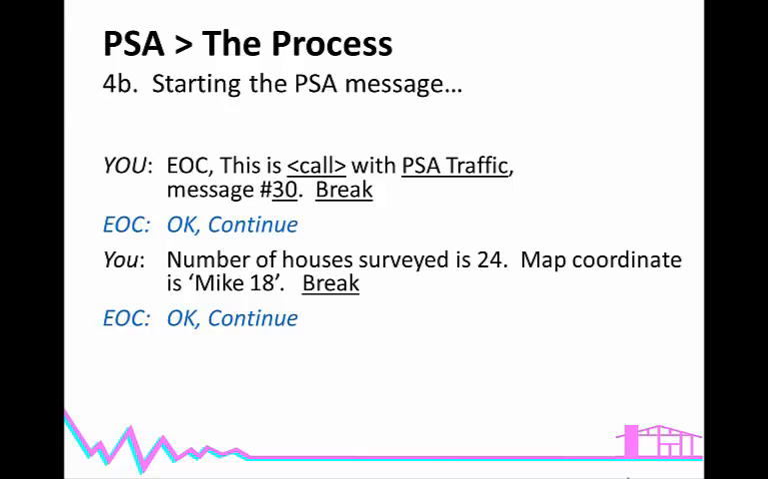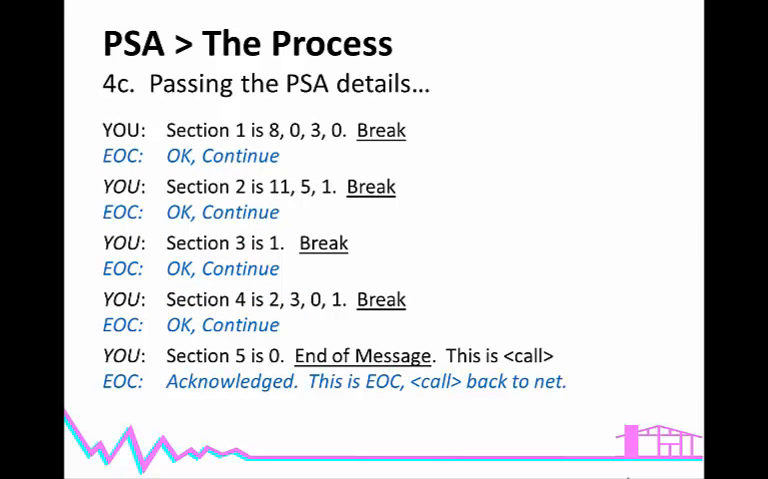At this point, the sender has engaged the EOC and has passed two critical pieces of information, the survey size and his location as the map coordinate. The balance of the message is to pass the data. Listen to how the data is passed by section.